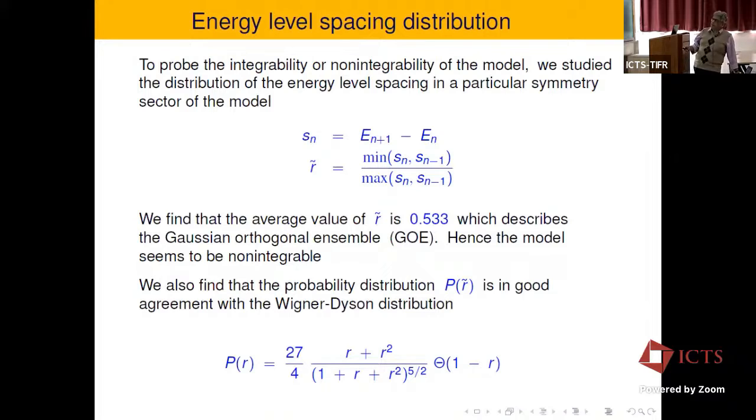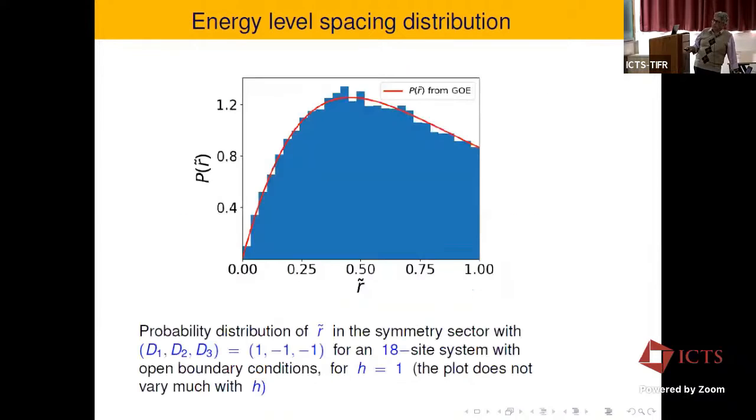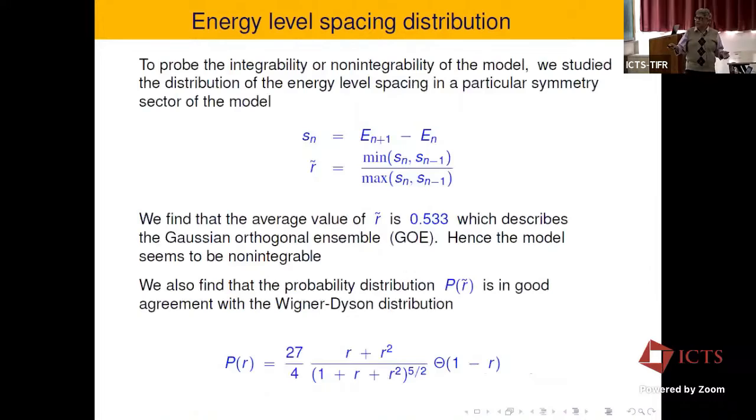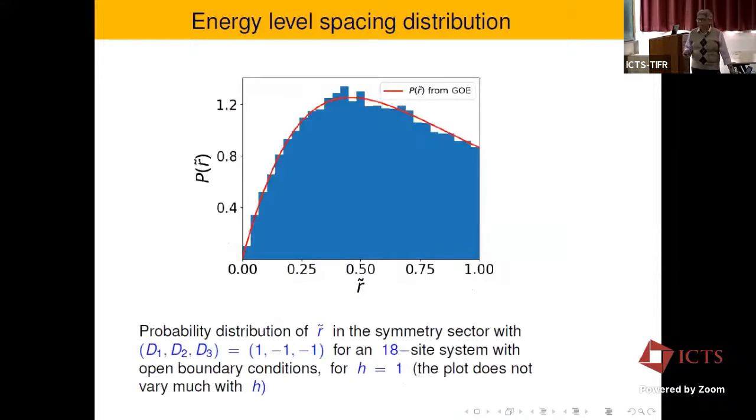The other thing you find is that the probability distribution is in good agreement with, again, the Wigner-Dyson distribution for this Gaussian orthogonal ensemble, which is like this. Here's the data to show you that. It's very important when you do energy level spacing distribution to look at a particular symmetry sector, because you don't want energy levels from different symmetry sectors mixing up with each other. So we looked at an 18-site system with open boundary conditions, so there's no translation invariance, and a particular symmetry sector, D1, D2, D3 equal to 1, -1, -1. Also, we stayed a little bit away from zero energy because something fantastic happens at zero energy that I'll tell you after this. This is the plot from which we find that the average value of R is 0.533, and this distribution agrees with the Wigner-Dyson distribution that I told you about. This is an indication that this model is probably non-integrable.